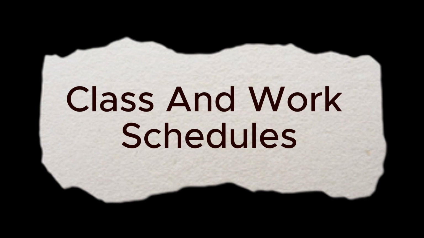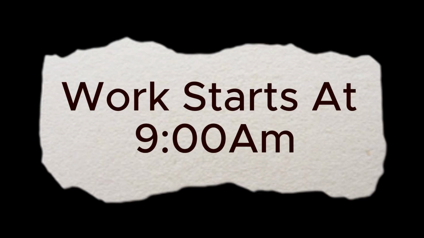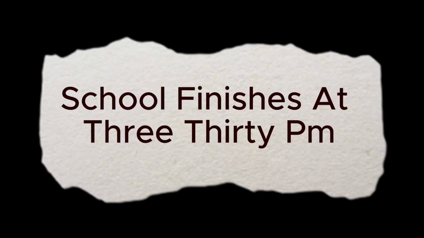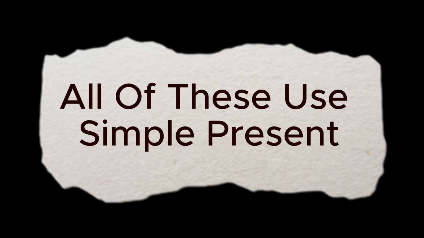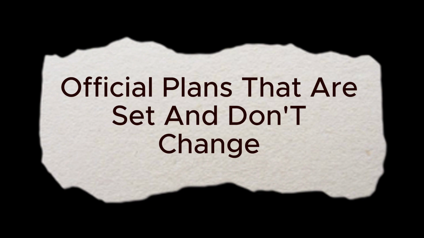Class and work schedules. Examples: My class begins at 2 p.m. Work starts at 9 a.m. The meeting takes place on Monday. School finishes at 3:30 p.m. All of these use simple present because they're fixed schedules, official plans that are set and don't change.